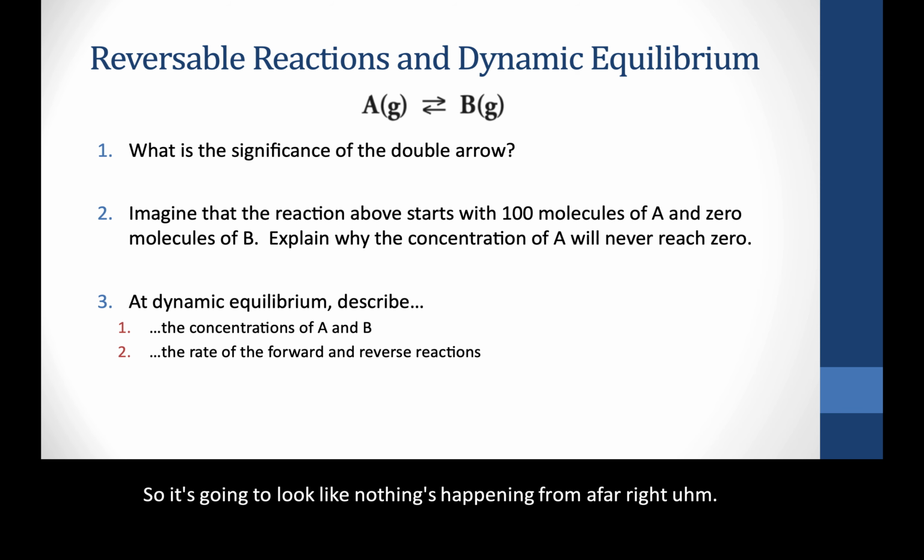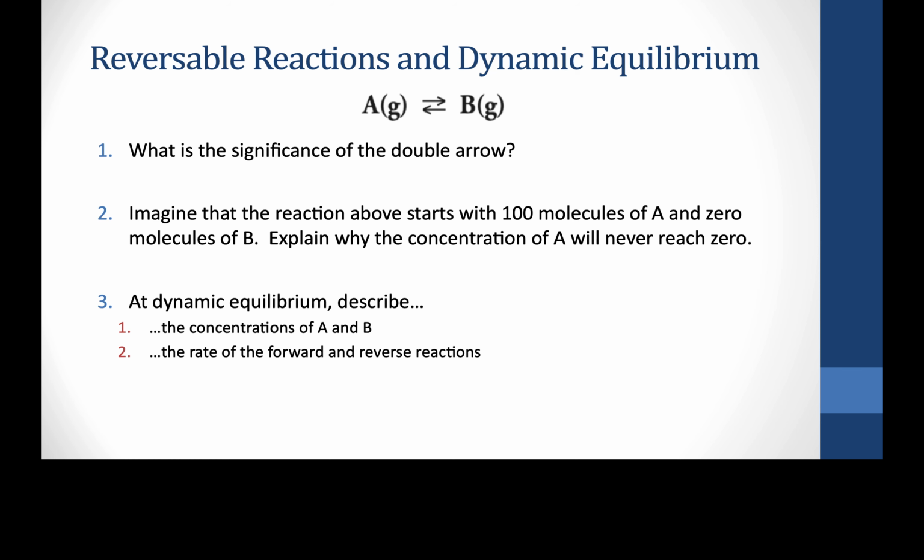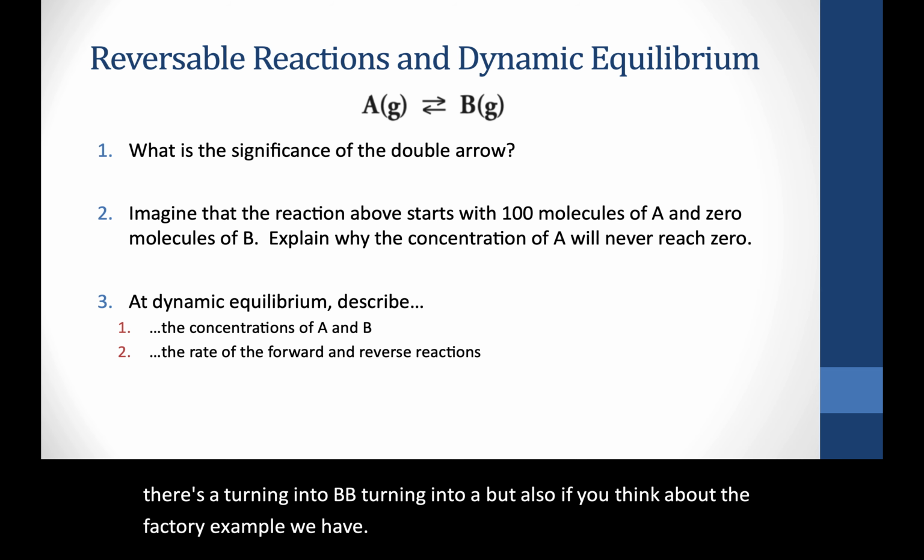I do want to say one other thing about this. Why not just call this equilibrium? Why do we have to call it dynamic equilibrium? Well, there's also a thing called static equilibrium. Static means not moving. But in this scenario, there's lots of movement: A turning into B, B turning into A. If you think about the factory example, 20 people going in, 20 people coming out. It's dynamic because there's motion.